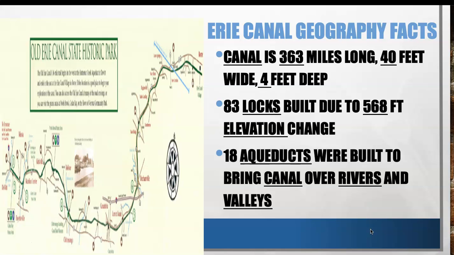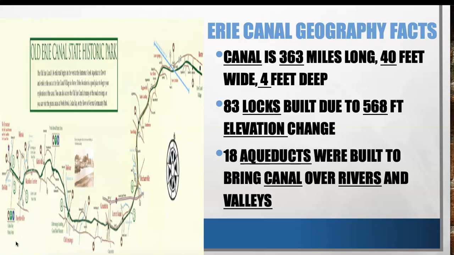There were 83 locks built due to a 568 feet elevation change. So basically, Buffalo's up here, Albany's down here. We needed a way, if we're going this way, to get boats down, but if we're going this way, to get boats up, and that's where a lock comes in.